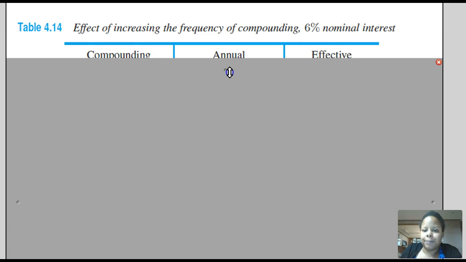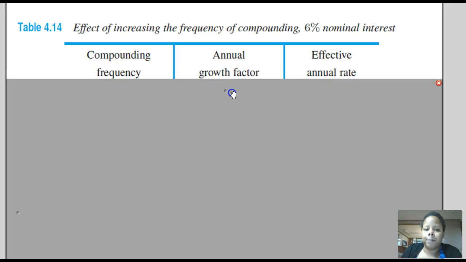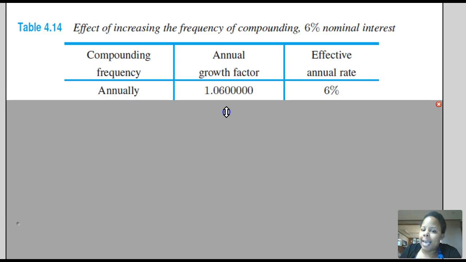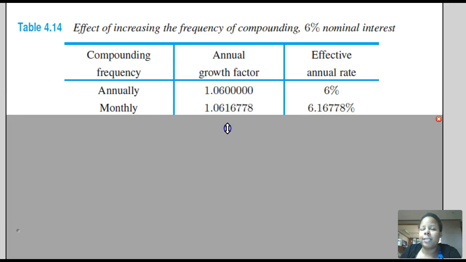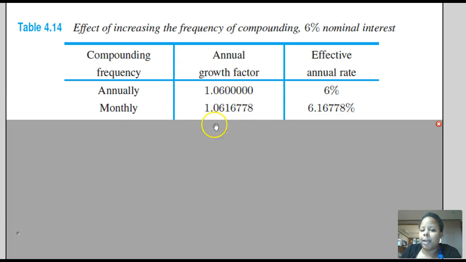If you remember, in the beginning of the video we talked about a 100% nominal interest rate. Let's take a look at just a 6% nominal interest rate, and see what happens when we change the number of compounding periods a year. So if our compounding frequency changes, how is that going to affect the annual growth factor and the effective annual rate? If it's annual, our annual growth factor is going to look like 1.06, and the effective annual rate is 6%. But as we increase the compounding period to monthly, our annual growth factor is now 1.0616778. So the effective annual rate is 6.16778%.